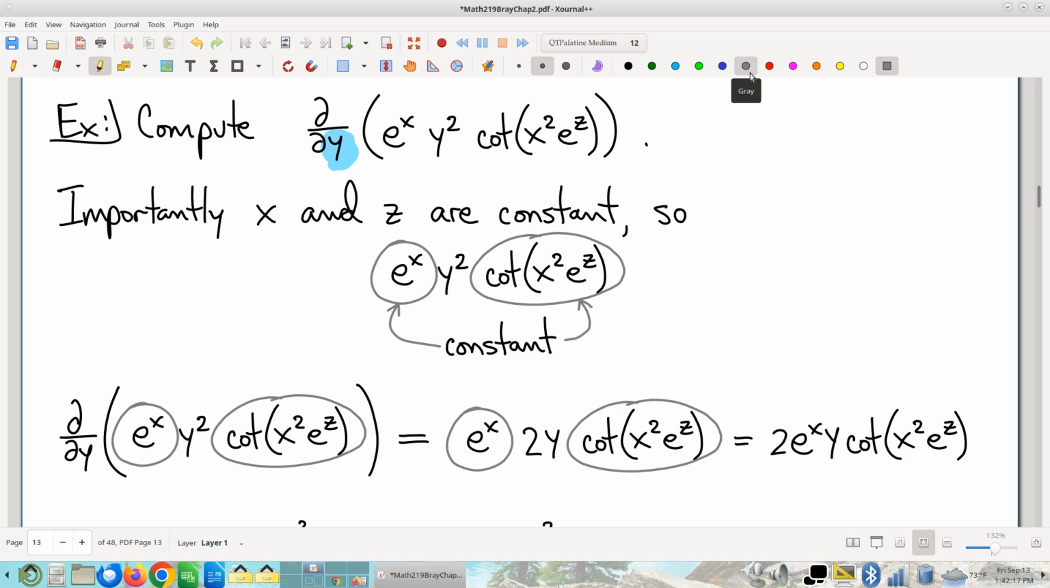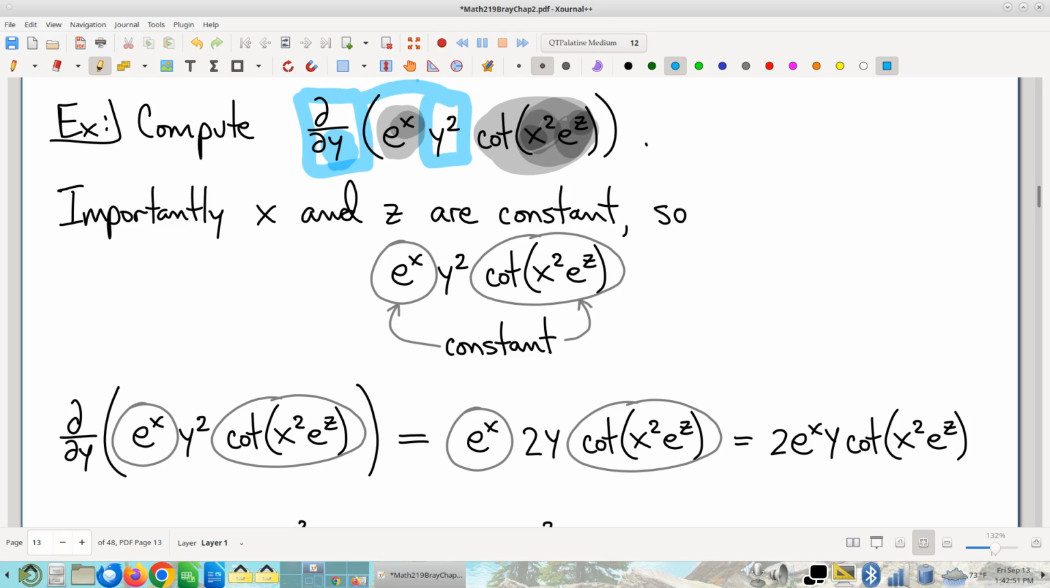So y remains a variable, but x we will treat as a constant, z we will treat as a constant. That means, well, if x is a constant, then e to the x is a constant, and furthermore, x squared is a constant, but that z is a constant too. That means that exponential is a constant. That means this product is a constant. That means this whole thing here, all constant. So what we actually have here is we're taking a y partial of constant times y squared.